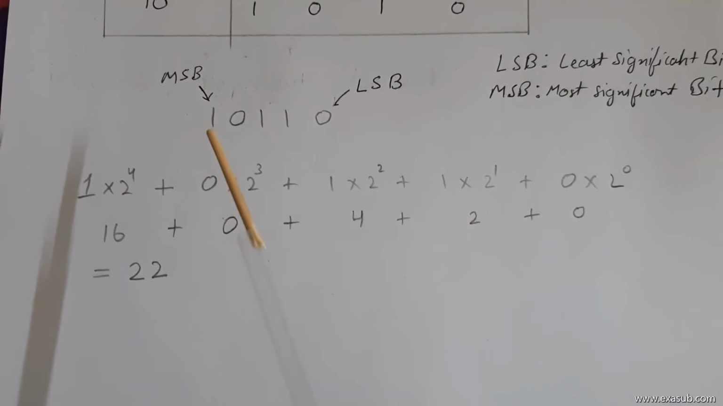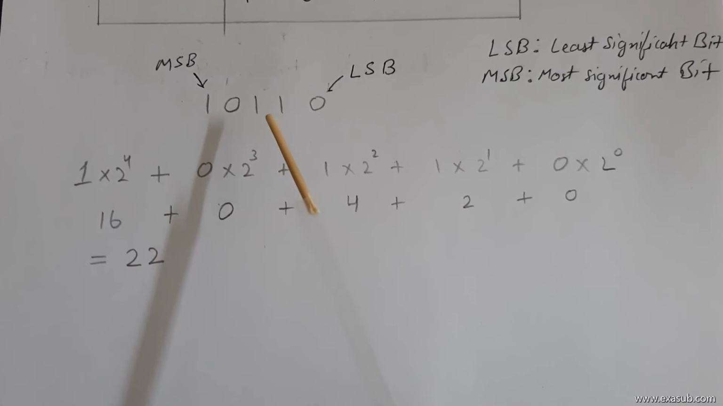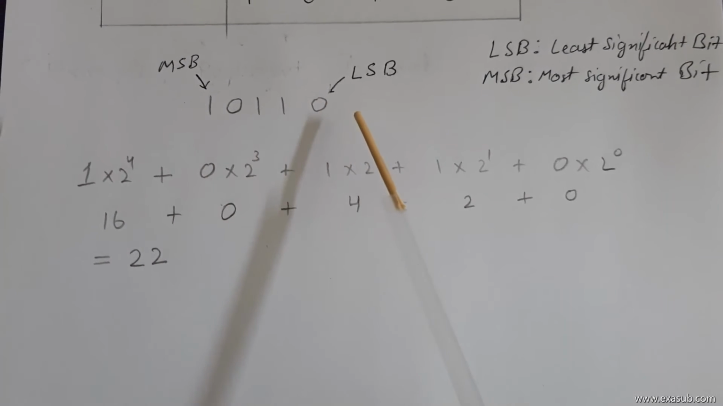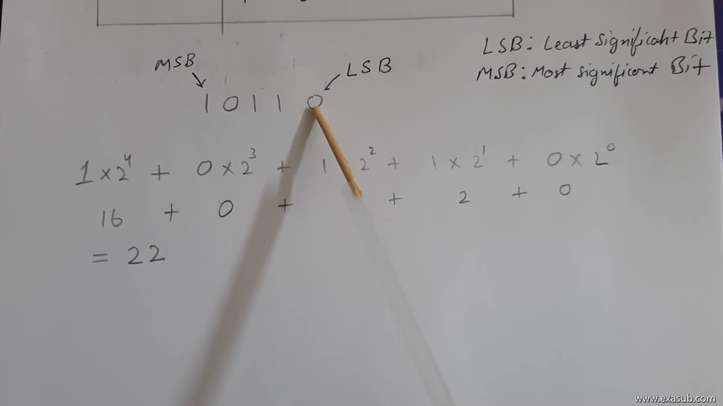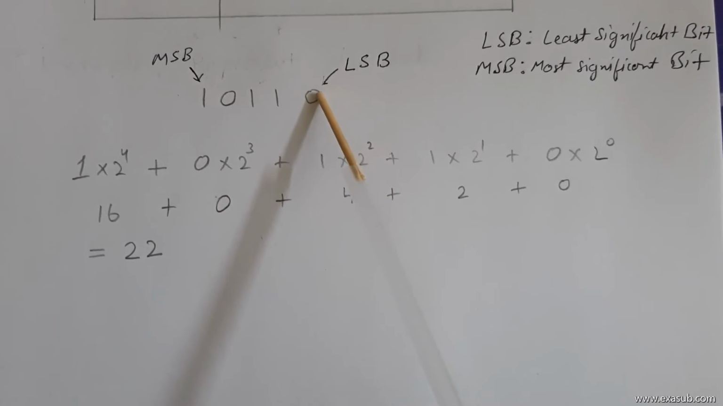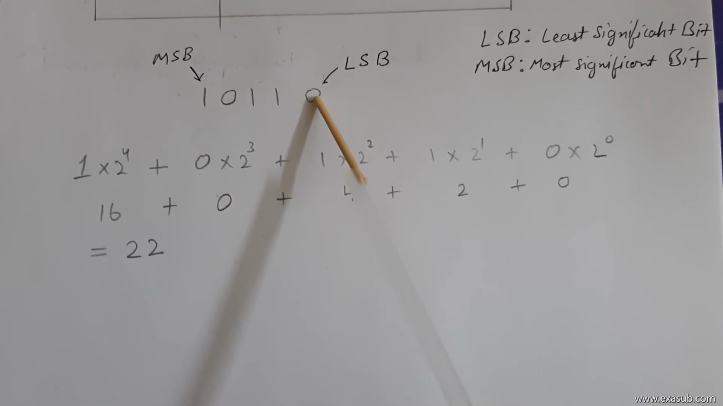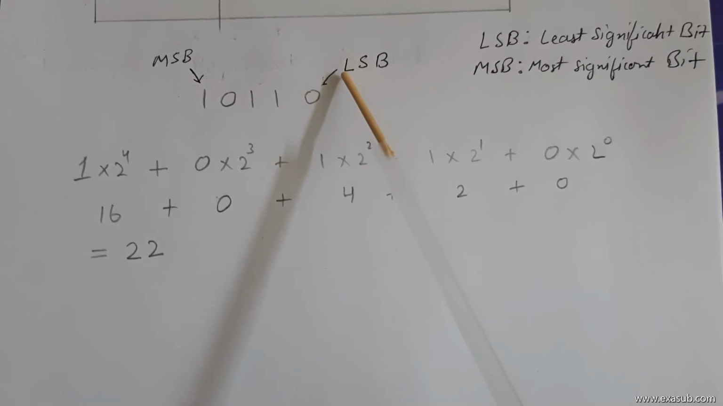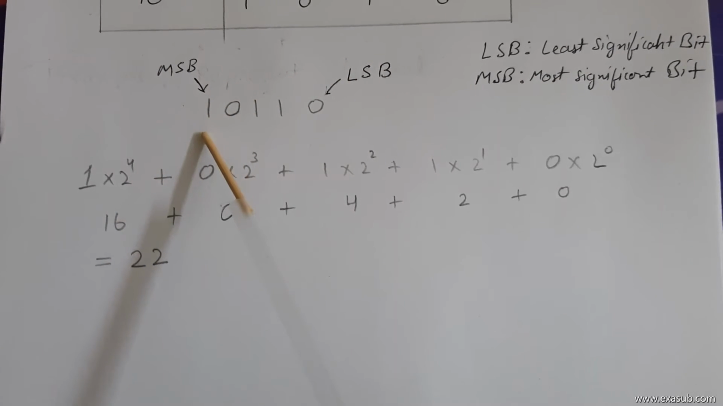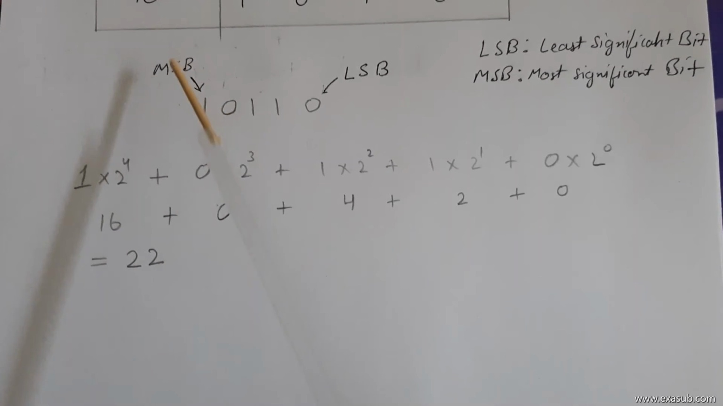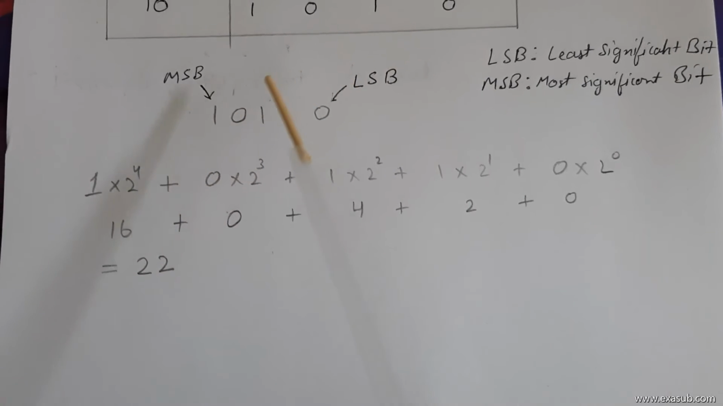So let's take a binary number, 1, 0, 1, 1, 0. For this number we have two things to remember. Generally the rightmost digit is its LSB, the least significant bit, and the leftmost bit is its MSB, meaning most significant bit.